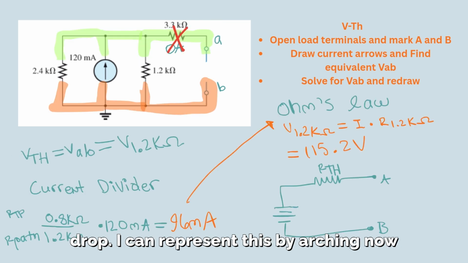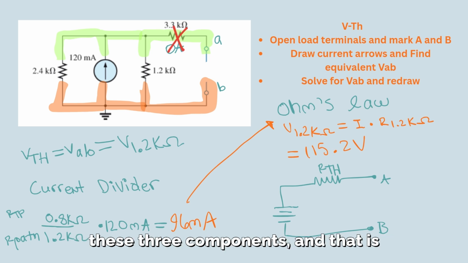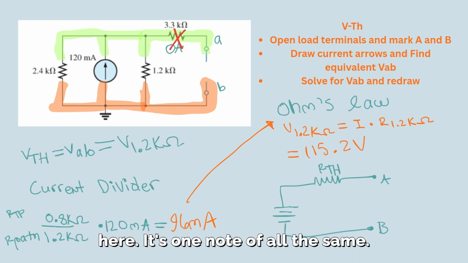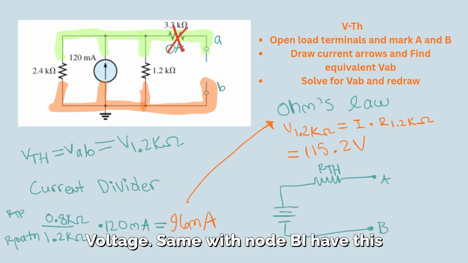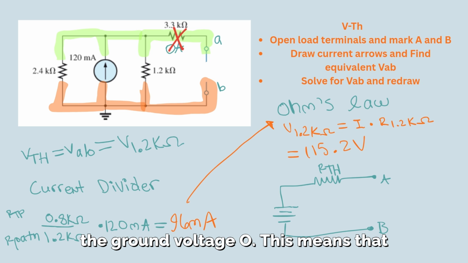I can represent this by marking now all of my A terminal, the wire connecting these three components. And that is because there's no voltage drop across here. It's one node of all the same voltage. Same with node B. I have this orange highlighting all this wire of all the ground voltage.